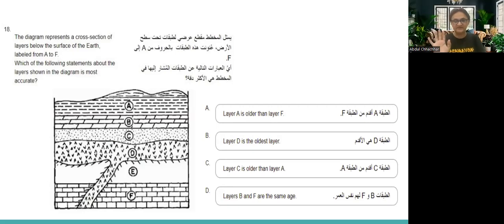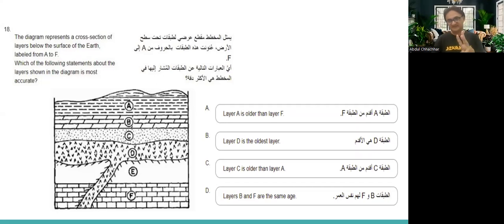Of course not. This one: layers B and F are the same age. How can that be? Definitely the formation of B is first and the formation of A is the last one. So we removed the three incorrect answers. Now we have layer C is older than layer A. Of course, C formed first and A formed last. So the correct answer is that layer C is older than layer A.